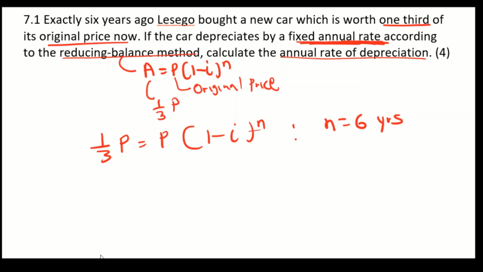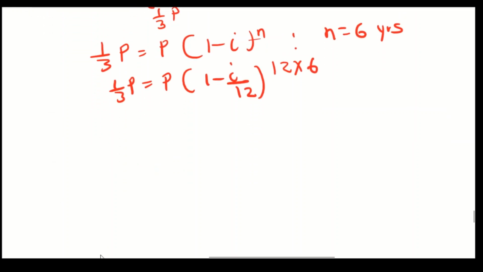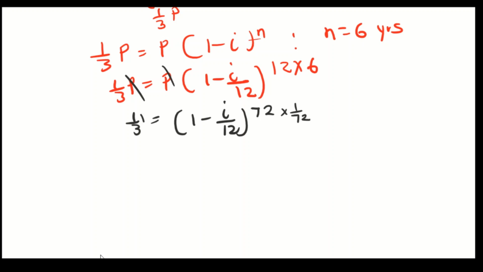Meaning when you put n, you multiply by 12, saying 1/3 P is equal to P(1 - i/12) to the power of 12 multiplied by 6 years. This P is going to divide out with this P, and you remain with 1/3 is equal to (1 - i/12) to the power of 12 times 6. Let me punch that into my calculator. 12 times 6 gives me 72. So you multiply by 1/72 both sides: (1/3) to the power of 1/72 is equal to 1 - i/12.